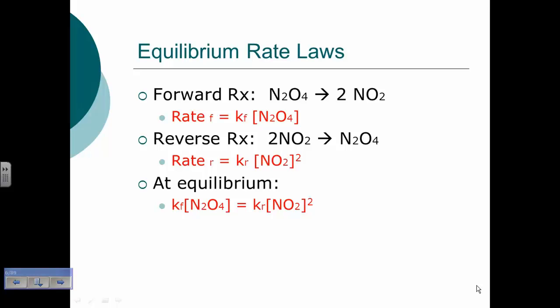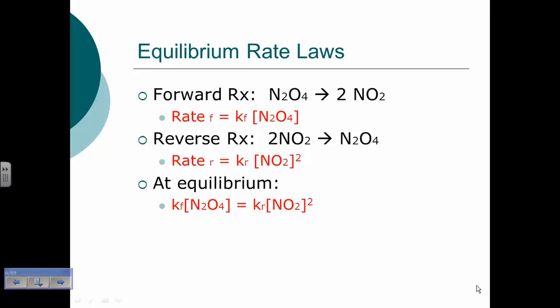If I'm looking at the forward reaction, the reactant is N2O4. Its coefficient is a 1. Write a rate law for that elementary reaction. We'd write that rate, and that little f is just showing you I'm referring to the forward reaction. Rate is equal to K times the concentration. Remember the brackets are molarity units. So the bracket there, I would read: rate is equal to K times the concentration of N2O4 with respect to first order.